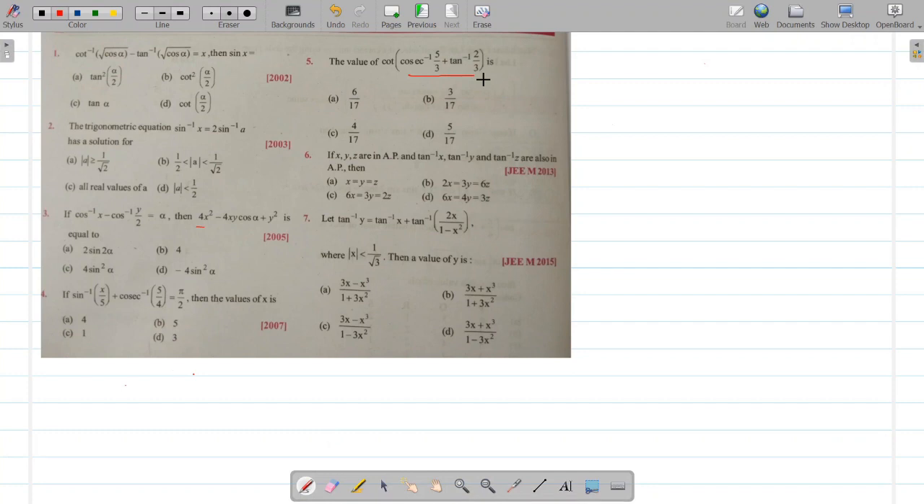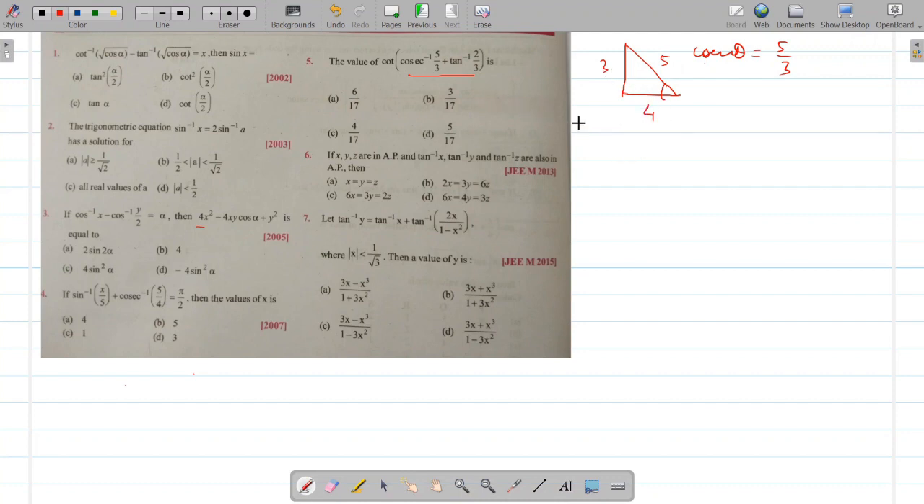Cot of cosec inverse of 3 by 5 plus tan inverse of 2 by 3 is very easy. You can convert that cosec inverse of 5 by 3. Draw the triangle there. So cosec theta's value is 5 by 3. So this is your 5. This is 3. So this will become 4.